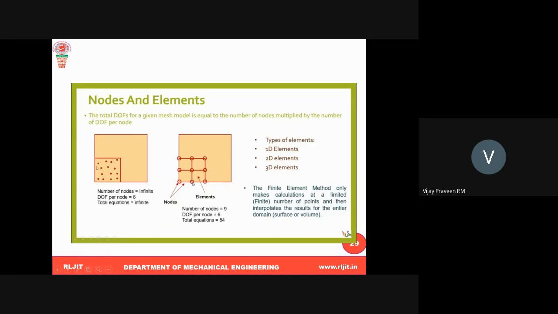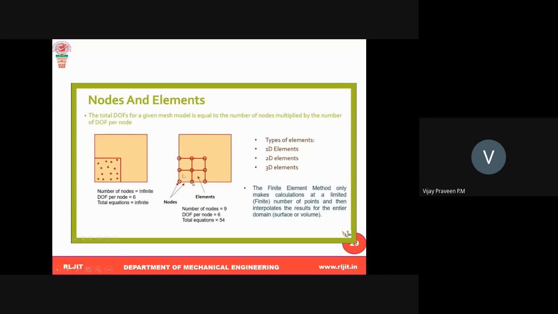As I said, any object you take on the earth has only 6 degrees of freedom, not more than that. The number of nodes within this boundary is infinite, and each node has a total of 6 degrees of freedom. Therefore, the total number of equations becomes how much? Infinite, because the number of nodes is infinite. Each node needs the governing equation applied, so the total equations also become infinite.